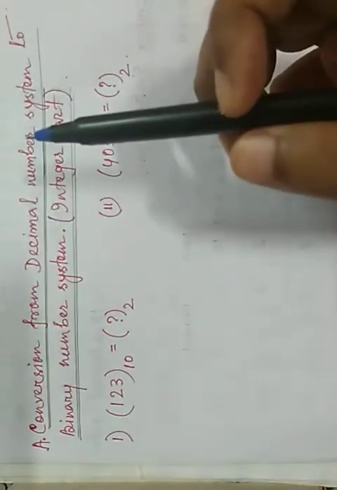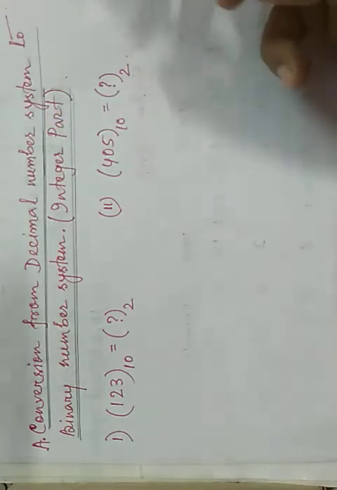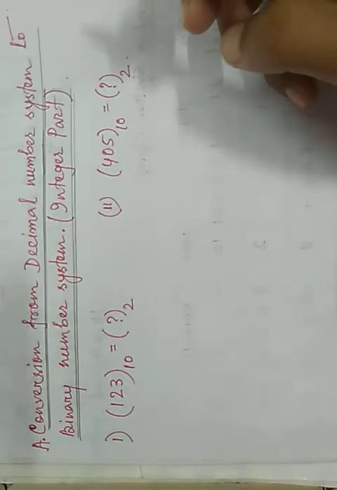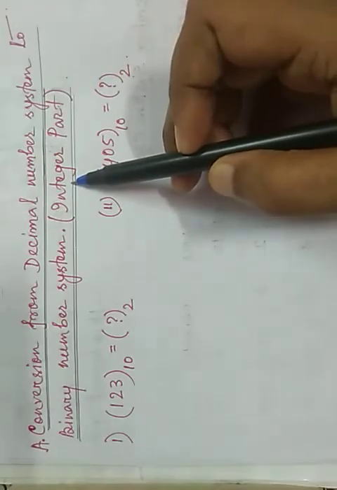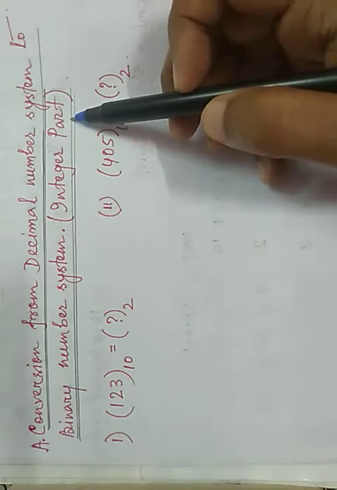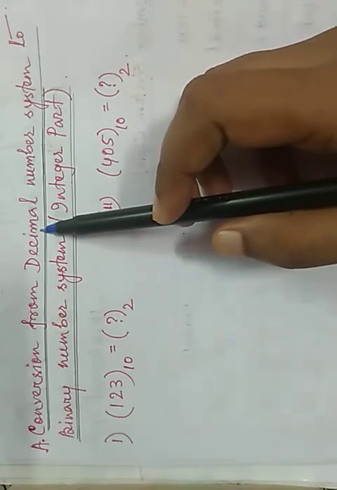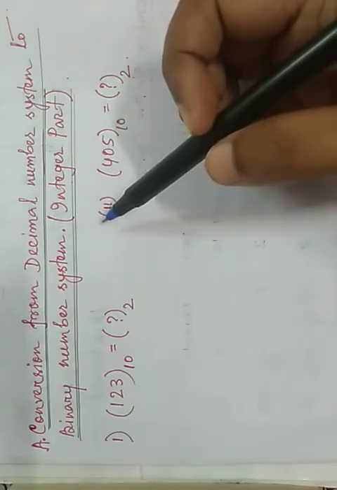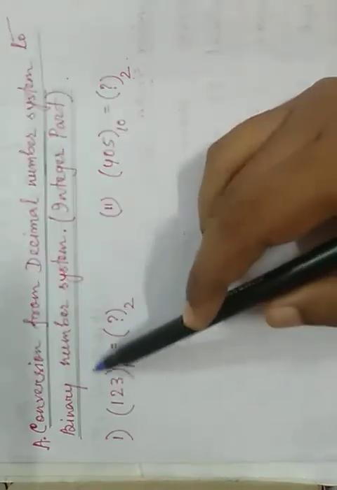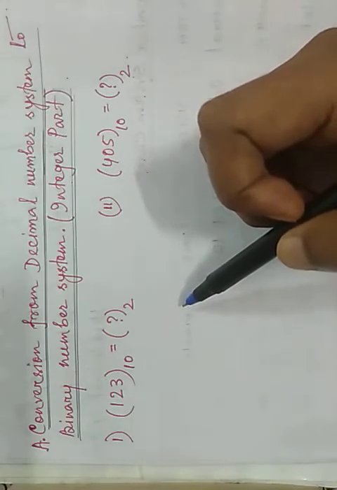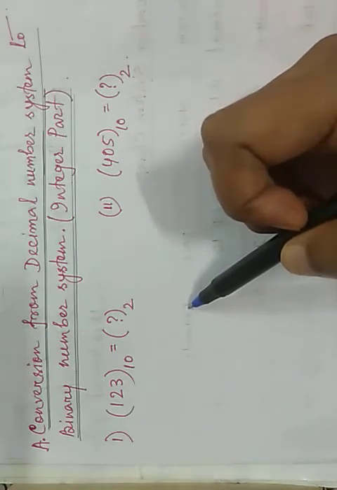We already know that in a decimal number system there are two parts. One is the integer part and another is the fractional part. At first, we have to learn how to convert the integer part into the binary number system. So we know that in the decimal number system there are 10 digits, from 0 to 9, and in the binary number system there are 2 digits, 0 and 1. Let us see what the procedure is.